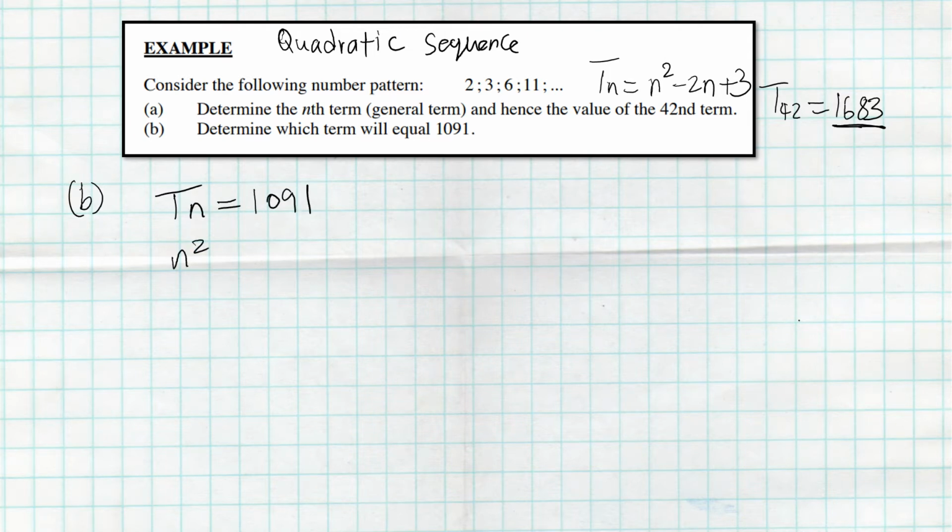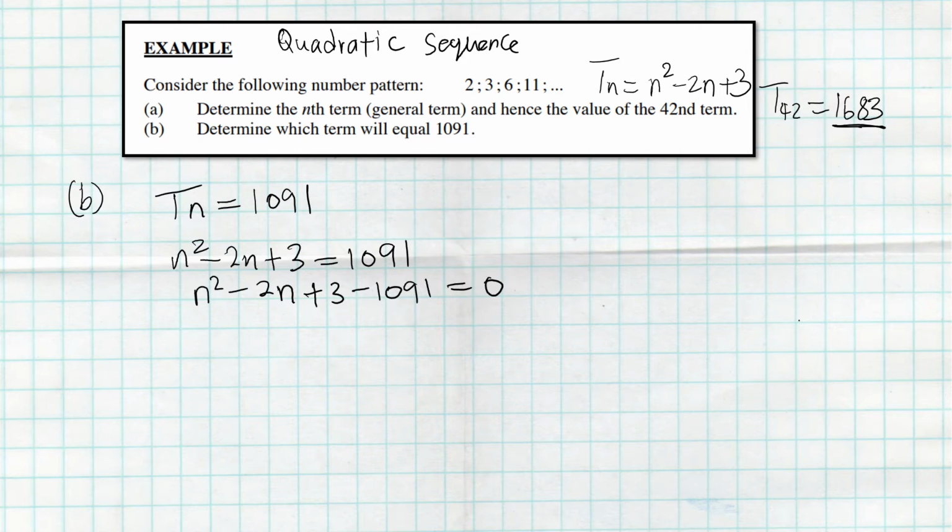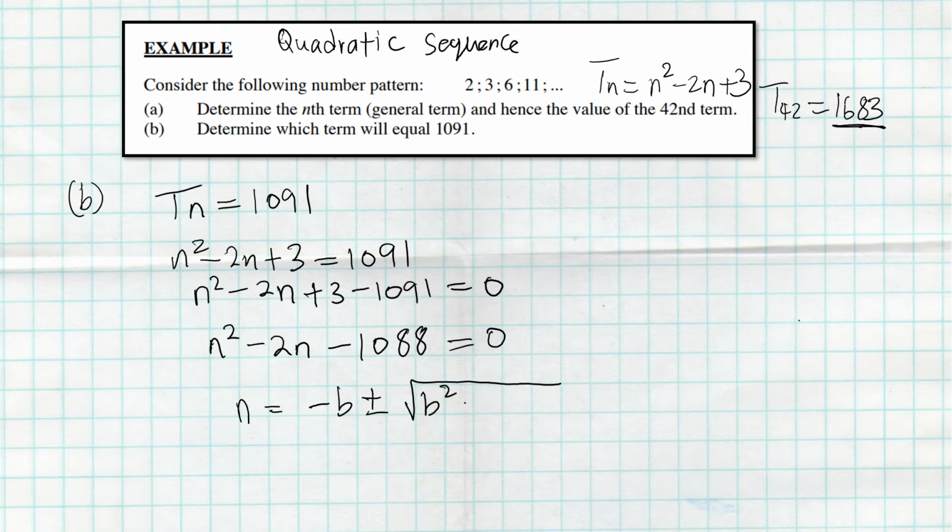So our Tn, it was n squared minus 2n plus 3 is equal to 1091. If we take 1091 to the other side, we'll have minus 1091. And 3 minus 1091 gives n squared minus 2n minus 1088 is equal to 0. So we can use the quadratic formula in order to solve for n. It's going to be minus b plus or minus root of b squared minus 4ac, divided by 2a.